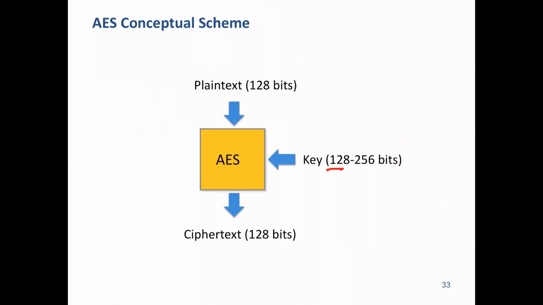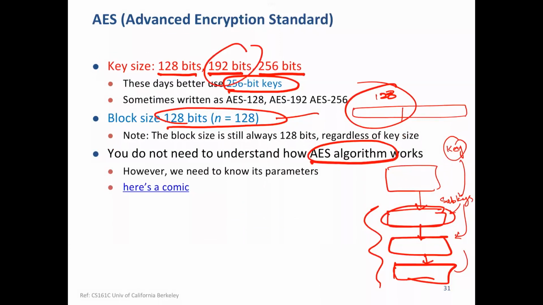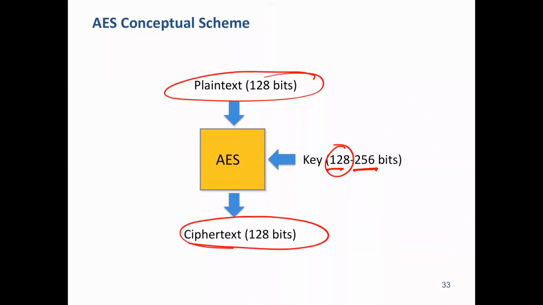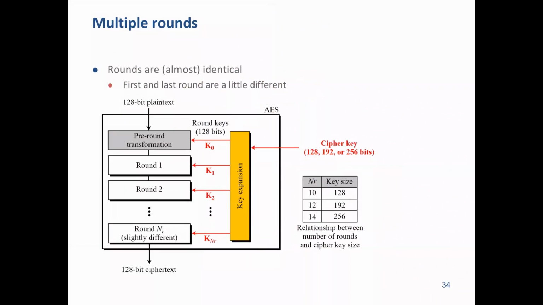Key size could be 128 bits or 256, or something in between. I think 192 bits was defined. For right now, let's assume that we are taking only a 128 bit key. Plain text size is always 128 bits and output ciphertext is 128 bits. Now it looks something like this. This is a 128 bit plain text which we'll call a block. One block.